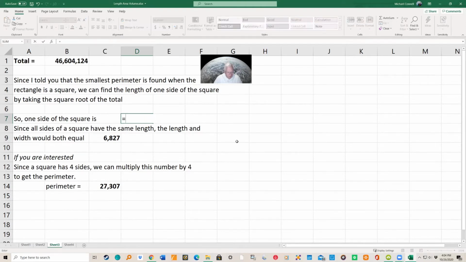Well, if I say equal, the way we tell a calculator or a computer to take the square root, at least in this case, is SQRT. I'm going to select the number that I want to take the square root of, close the parenthesis, and there's my result.